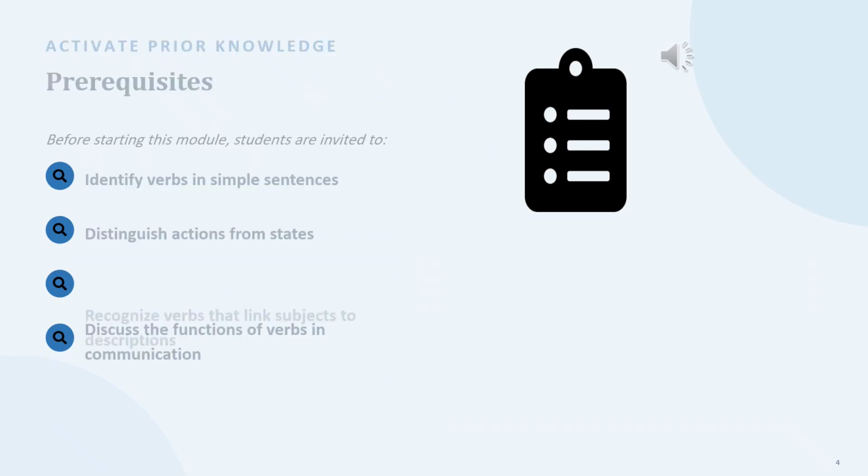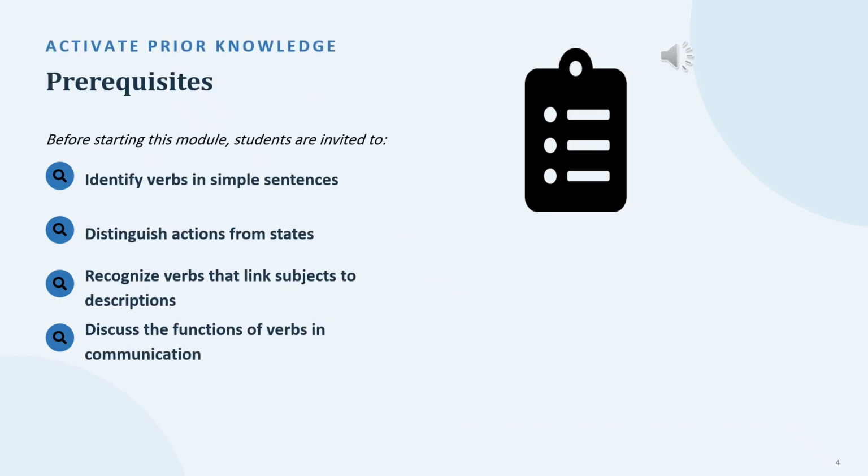in a sentence. Before we dive in, let's take a moment to talk about the prerequisites to activate what you already know about verbs. You will practice spotting verbs in simple sentences, telling actions apart from states, and recognizing the verbs that link a subject to a description. You will also talk about how verbs function in everyday communication. To warm up, you will work through a short diagnostic activity together, analyzing a sentence.